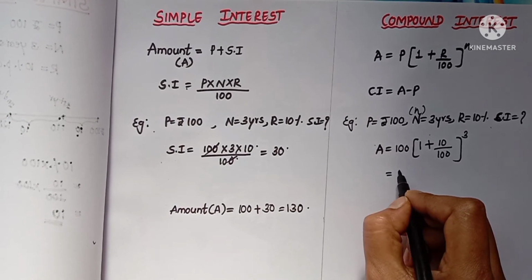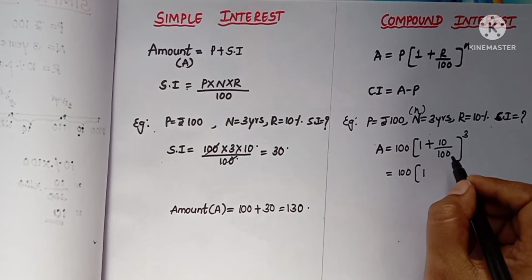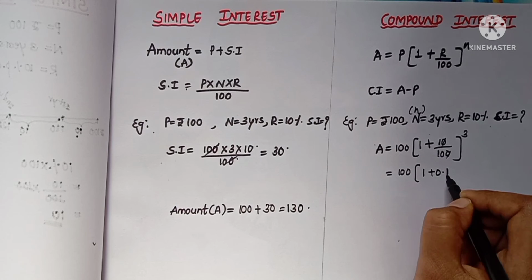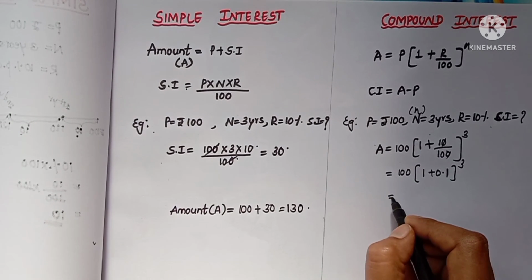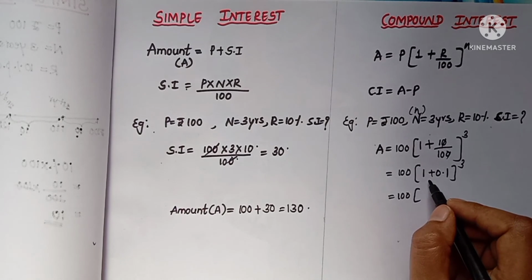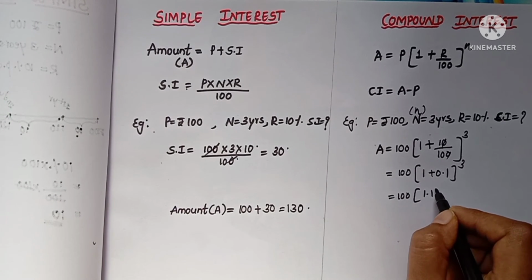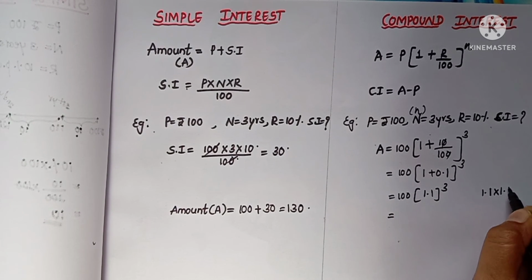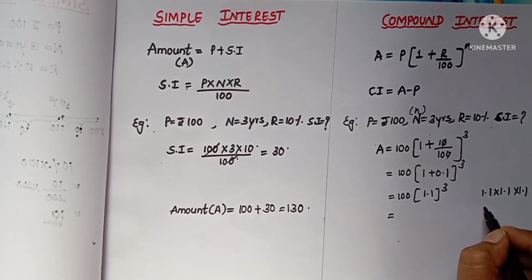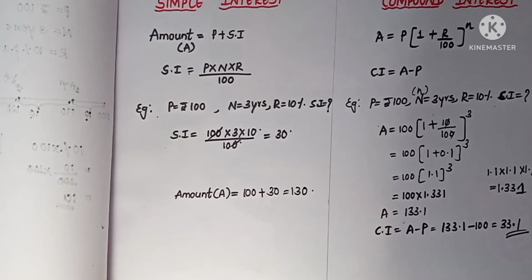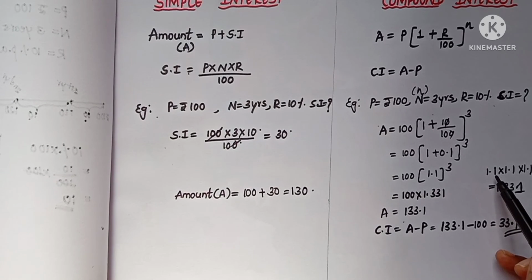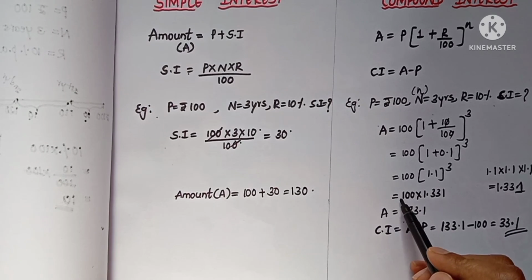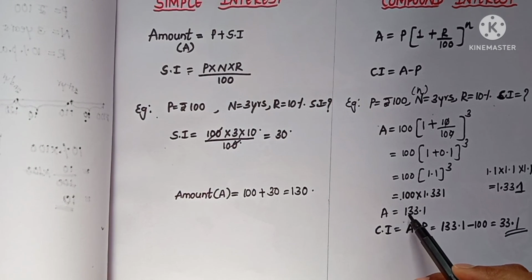So 100, 1, 0, 0 gets cancelled. So 1 divided by 10 is what? 0.1 to the power 3. 1 plus 0.1 is 1.1 to the power 3. So what is 1.1 into 1.1 into 1.1? After multiplying this, we will get 1.331. So 100 into 1.331 is equal to 133.1.